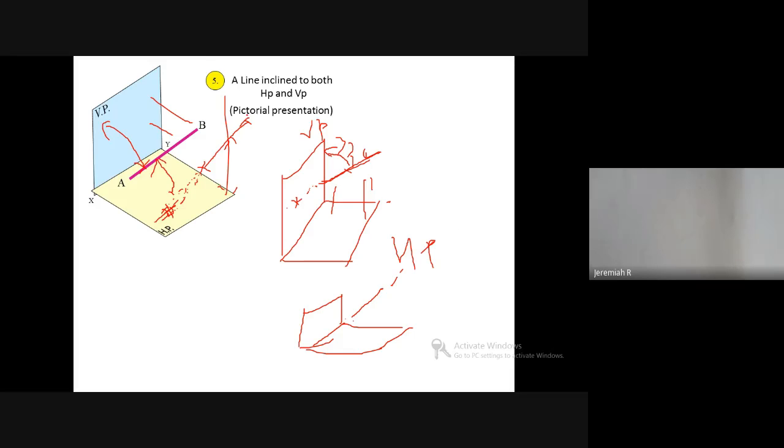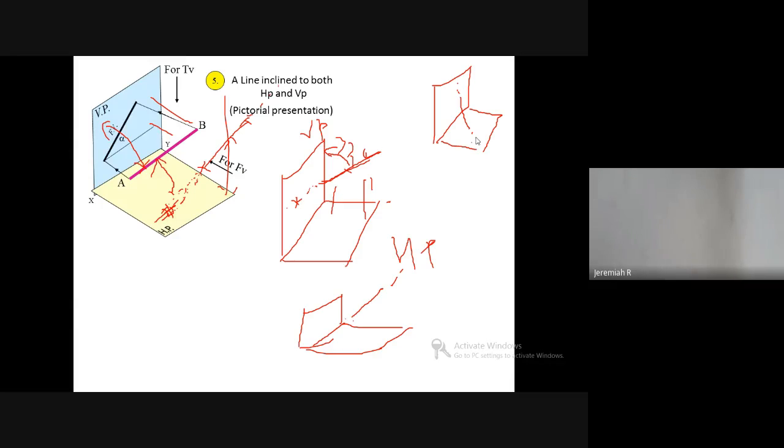Here also you can extend. When you extend the line, if it touches the horizontal plane, then it is called the horizontal trace. If it touches the vertical plane, then it is called the vertical trace. Sometimes there is no horizontal trace and no vertical trace. Sometimes it will touch both. Just imagine there is a line like this. When you extend this, it will touch the vertical plane. When you extend this, it will touch the horizontal plane. So you'll have a horizontal trace as well as a vertical trace. That depends on how you are keeping the line.